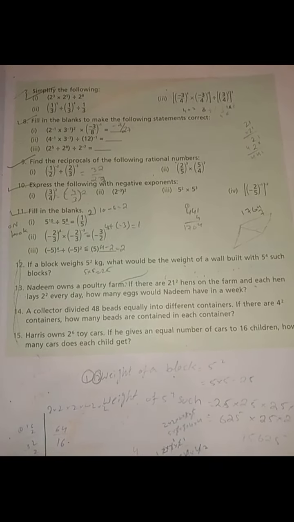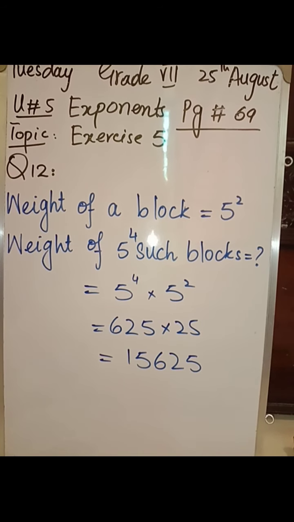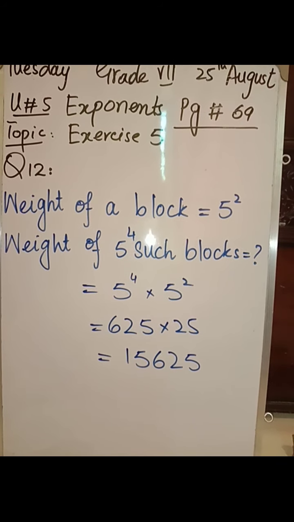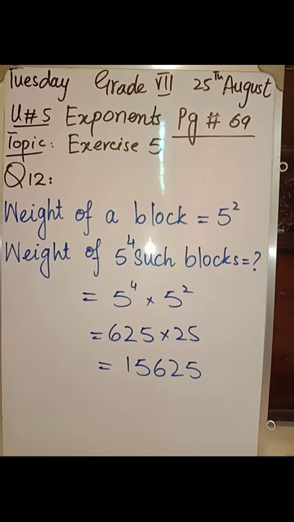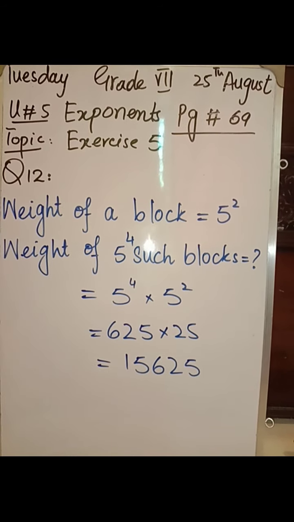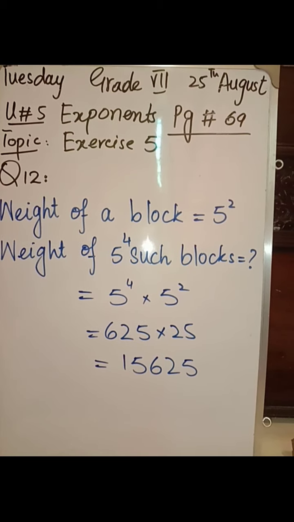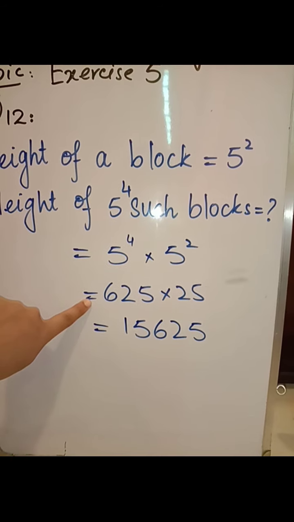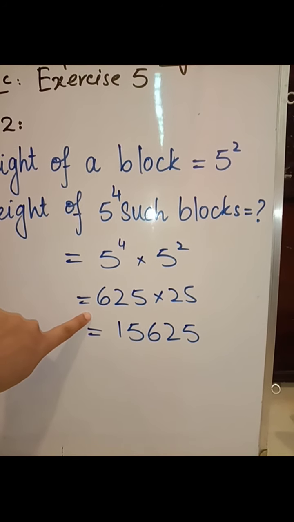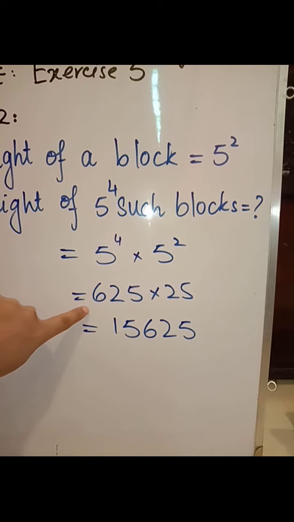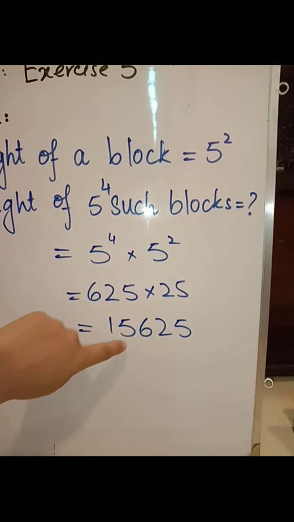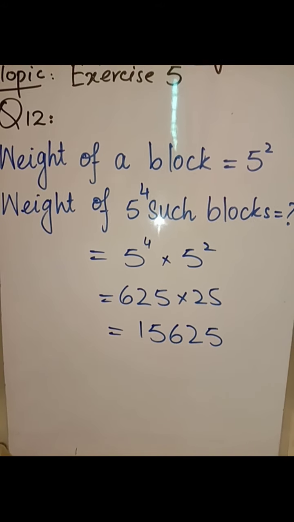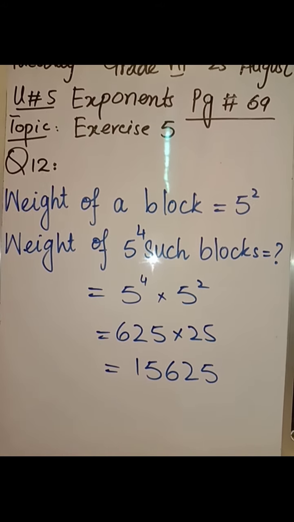Let's have a look. Now the weight of a block is equal to 5 raised to power 2. By the unitary method you can find the weight of 5 raised to power 4 such blocks. Understand? So by multiplying 5 square into 5 raised to power 4, where 5 raised to power 4 means you will multiply 5 with 5 four times, you got 625, and 5 square is equal to 25. When you multiply 625 into 25, you will get 15625. So the weight of 5 raised to power 4 such blocks is 15625.